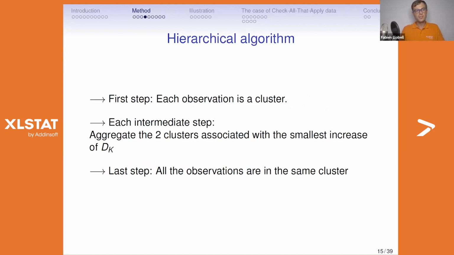To minimize this criterion, we propose two algorithms. The first is a hierarchical algorithm. At the first step, each observation is a cluster. Each intermediate step consists of aggregating the two clusters associated with the smallest increase of the criterion. At the last step, all observations are in the same cluster. And we can draw this hierarchical algorithm with a dendrogram, which is classical in clustering.